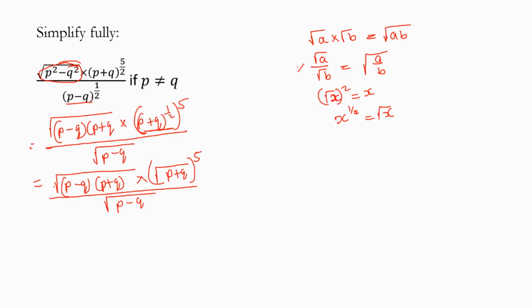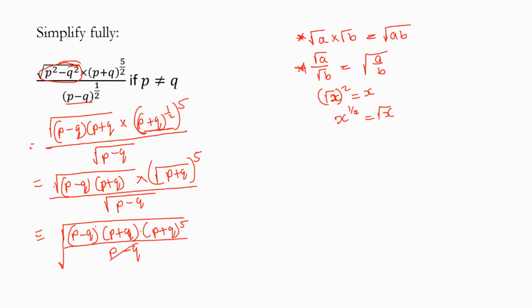And then remember this, so it's going to be the square root of p minus q times p plus q. It's going to cover everything now. Then p plus q, and then p plus q to the power 5, and all this over the square root of p minus q. Okay, then the square root of p minus q divided by the square root of p minus q is 1. So we remain with the square root of p plus q times p plus q to the power 5.